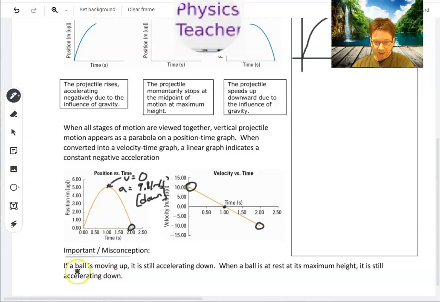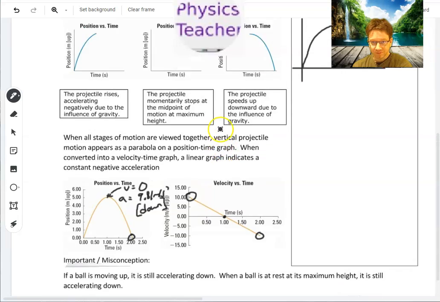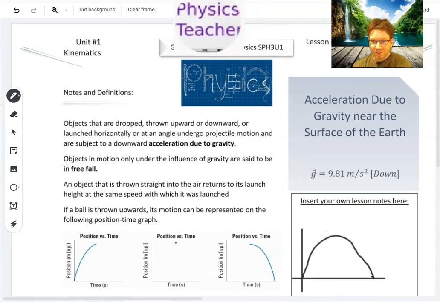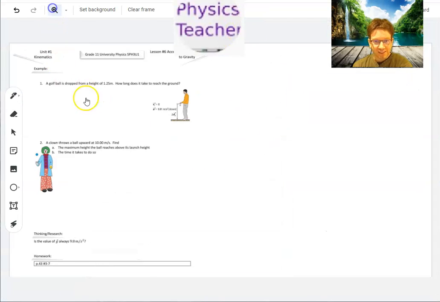Okay, so in this example, if a ball is moving up, it is still accelerating down. When it's at its maximum height, it's still accelerating down. It's not 0. It's always accelerating throughout that entire trajectory. Okay, so let's continue. And we'll try some sample problems.